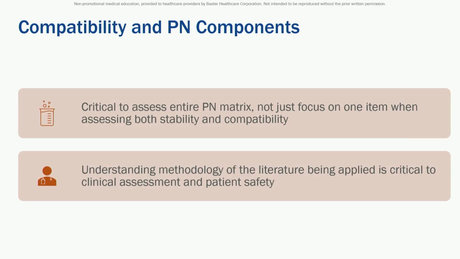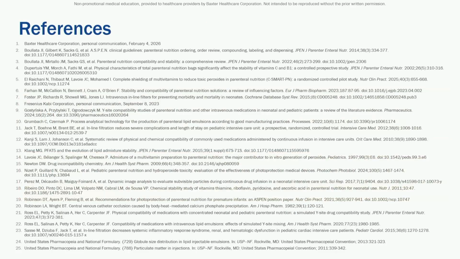All right, so how do we assess PN components and compatibility? The take-home point is it's critical to assess the entire matrix that you're looking at, not just one item, when you're assessing both stability and compatibility. And you really have to take time to understand the methodology that's being applied to your studies to better critically and clinically assess what is going on and hopefully promote patient safety. Thank you.